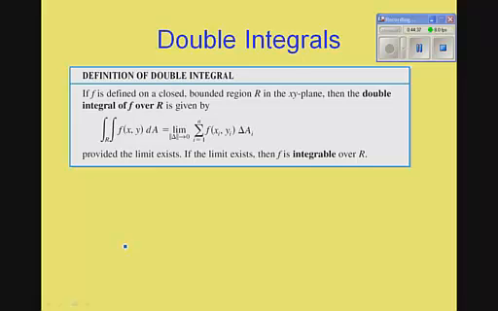Do double integrals have a direction? Oh, okay.